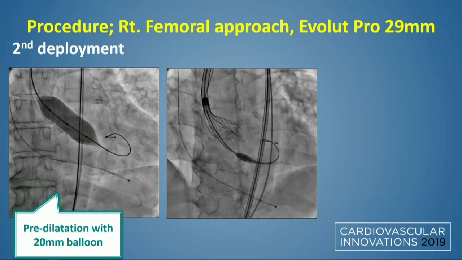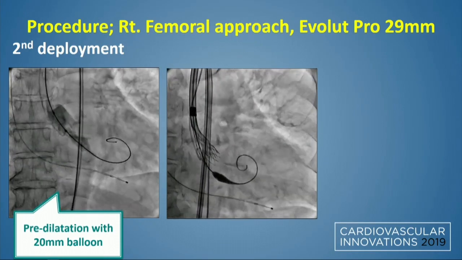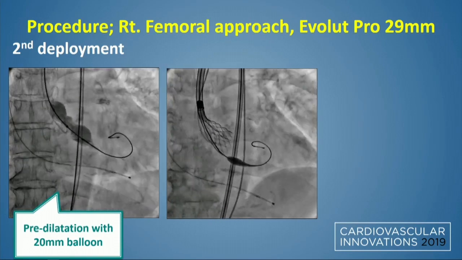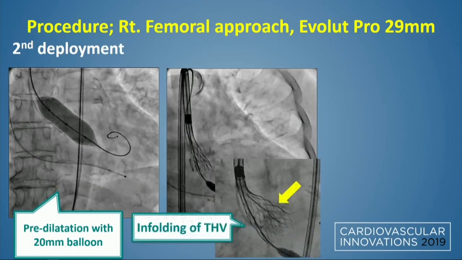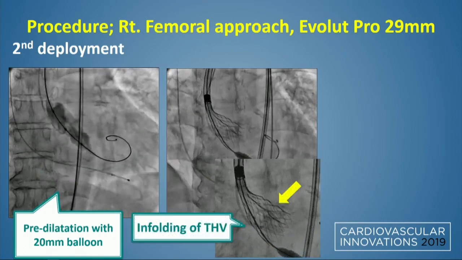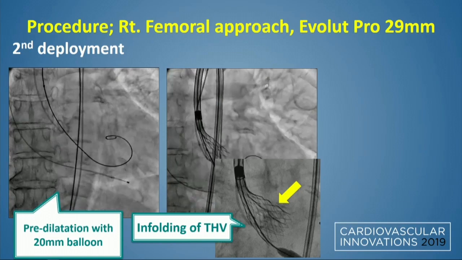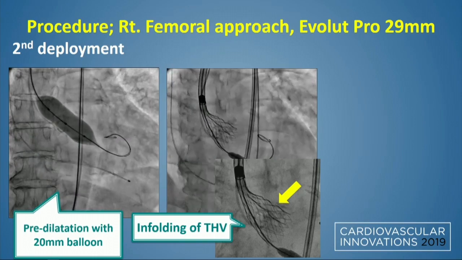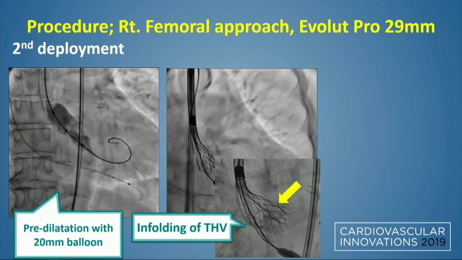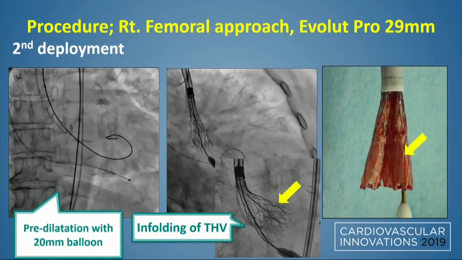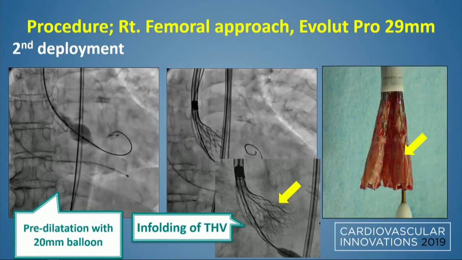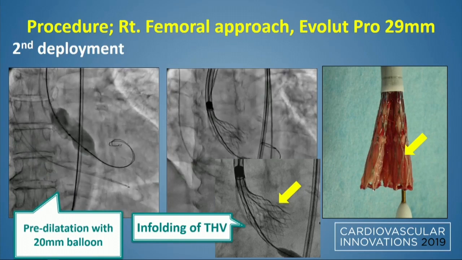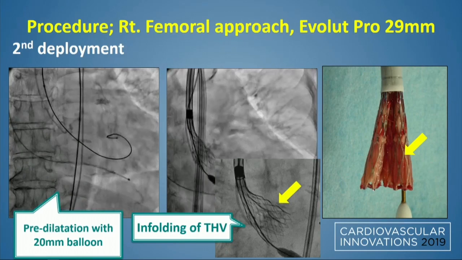However, rotational angiography identified both incomplete dilatation and enfolding distribution of the THV. Diastolic pressure was significantly decreased because of the massive regurgitation. Hence, THV was retrieved before complete release. The enfolding phenomenon was seen, as you can see in the image of the Evolut pulled out from the vessel.